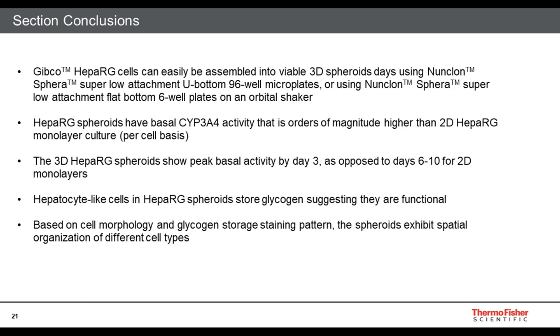HepaRG spheroids also store glycogen, suggesting that they're functional, and we can see a bit of spatial organization when looking at these cells in 3D, where it seems one cell type goes towards the outer edges and the others go towards the inner ball of the cells. So those are all the conclusions I have for this section.